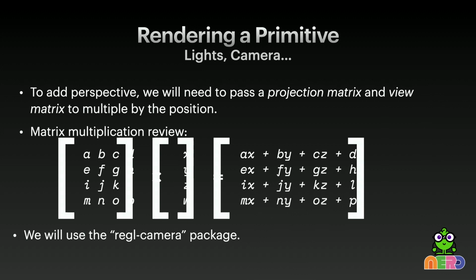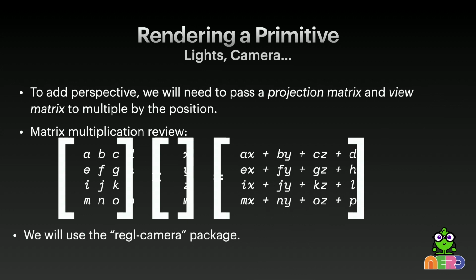Nonetheless, we need to pass a projection matrix and a view matrix. So this is where we're going to take advantage of the GPU. Our computers have GPUs, they're incredibly powerful, and they can do matrix multiplication really, really fast. That's one of the great things about them.